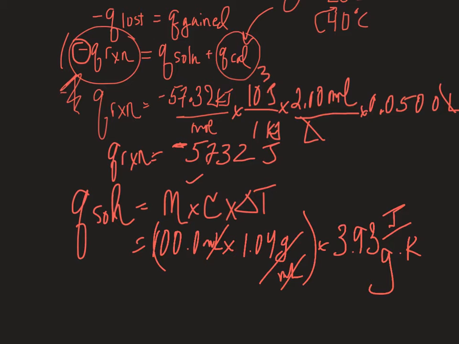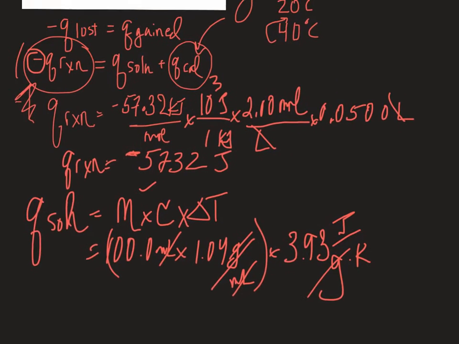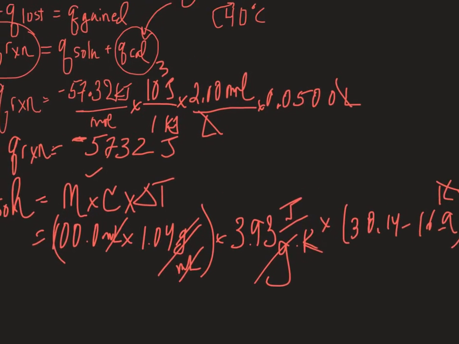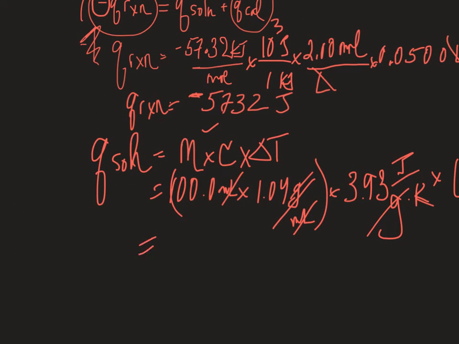So now our mass will cancel, the grams cancel. In order for this math to work out, I need to multiply by my delta T, my change of temperature in this solution. And it's always final minus initial. So 30.14 minus 16.9, and here's my degrees Celsius, or K. When I multiply through by this, I am left with joules. And when I do this, I get an answer of 5518 joules.